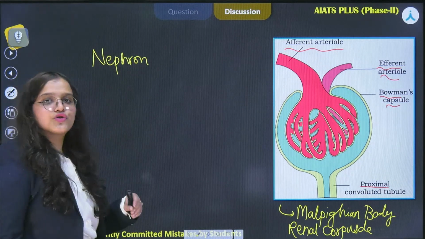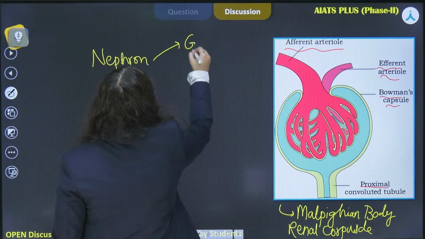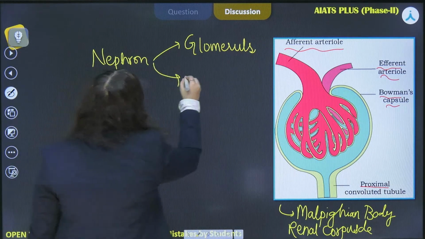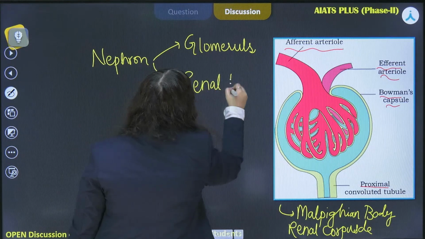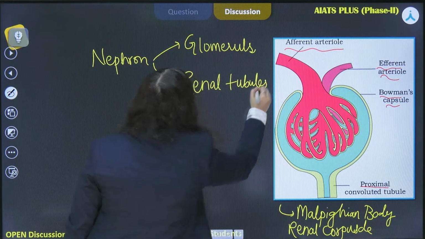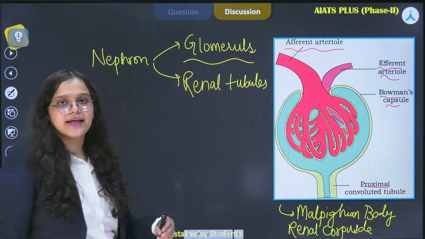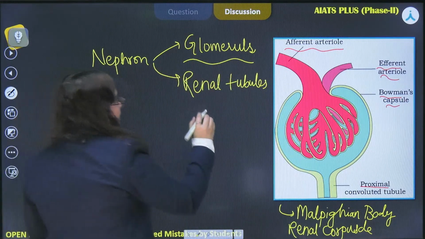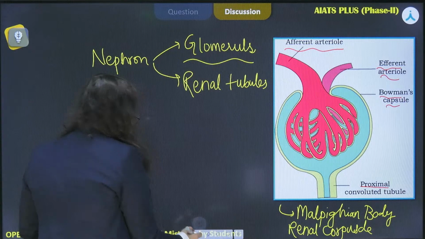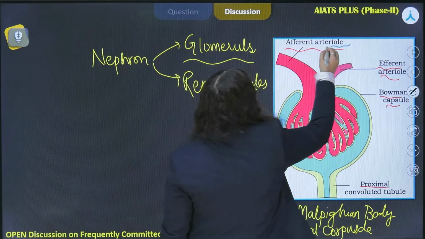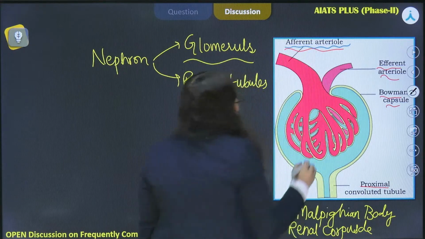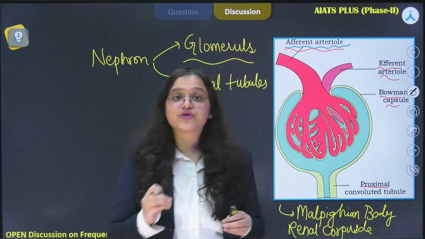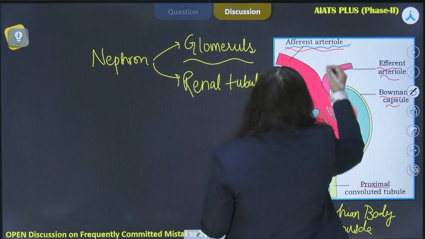And nephron has two parts, which is the glomerulus and the renal tubules. All right. So what is glomerulus exactly? So basically glomerulus is formed by the efferent arterioles. In the figure you can see that we have the efferent arteriole, and this efferent arteriole is giving rise to a tuft of capillaries which is forming the Bowman's capsule.